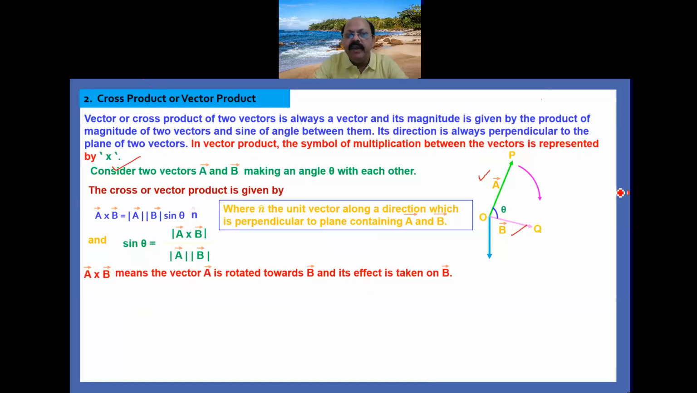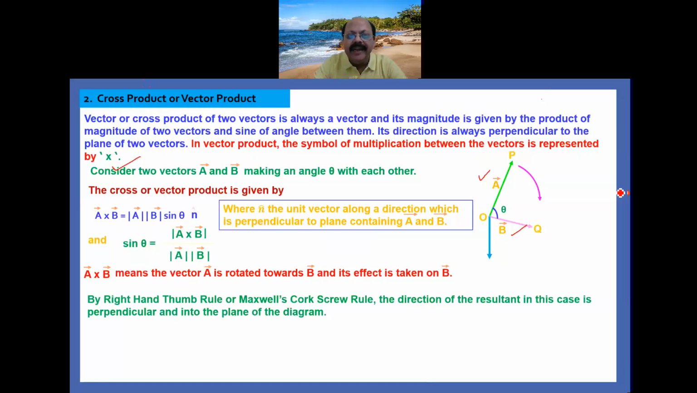If we take B vector cross A vector, then the rotation is from B vector to A vector. Since here we are taking A vector cross B vector, it means the vector A is rotated towards B and its effect we have to take onto the vector B. So by the right hand thumb rule or the Maxwell screw rule, the direction of the resultant in this case is perpendicular to the plane and into the plane of the diagram.